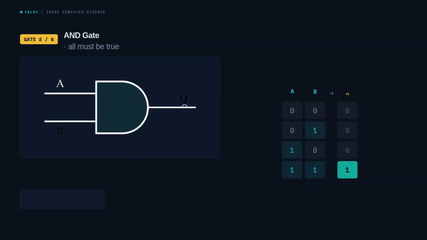The AND gate outputs 1 only when all its inputs are 1. Any 0 on the input, and the output drops to 0. Think of it as, this and that must both be true. We write it A.B, like multiplication.